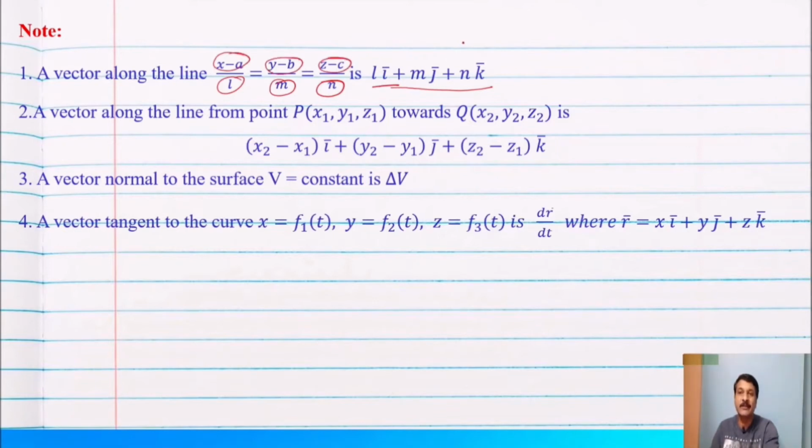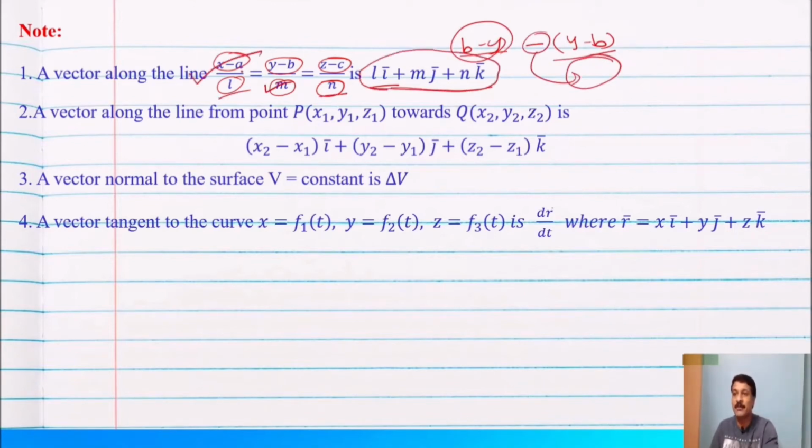Suppose there is b minus y. Then first you take a minus common and write y minus b, and that minus will go to the denominator, and then you decide this value. Similarly for l and n. So I can get the vector along such a type of line.